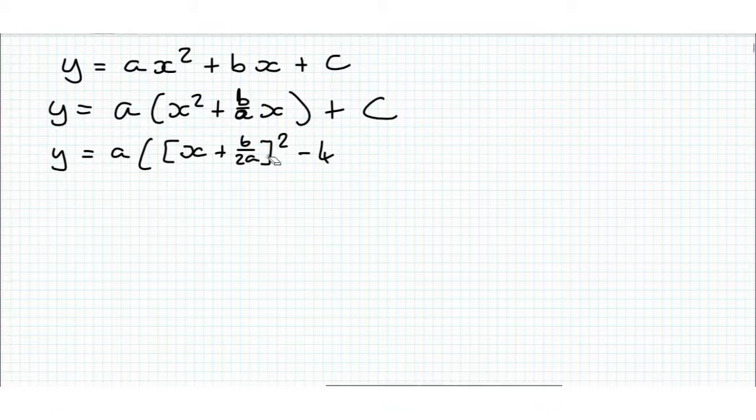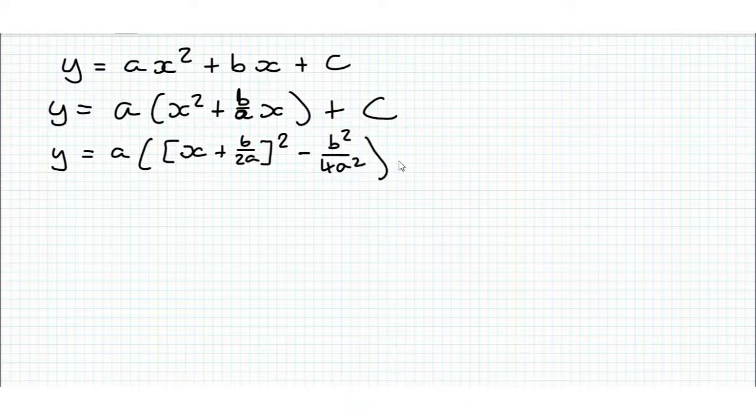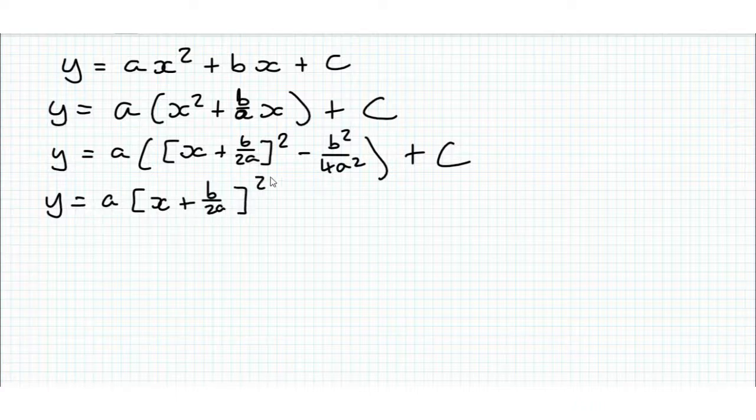So minus, that's not what I meant to put, minus b squared over 4a squared. Okay, then we have our plus c. We multiply the a back in, so we get a, x plus b over 2a, squared, and minus, well, this is b squared over 4a squared times by a, so that's b squared over 4a, and we still have our plus c.